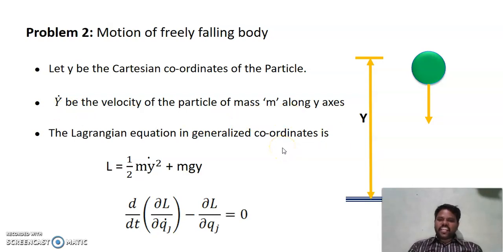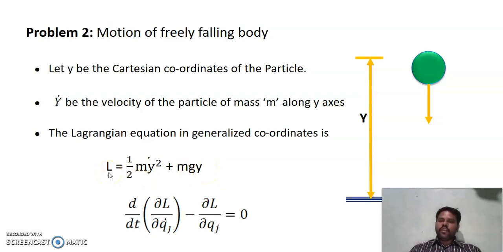Then the kinetic energy of a freely falling body is given by half m ẏ square, whereas the potential energy is given by minus mgy. We know that the Lagrangian is equal to kinetic energy minus potential energy. So the Lagrangian of a freely falling body is equal to half m ẏ square plus mgy.